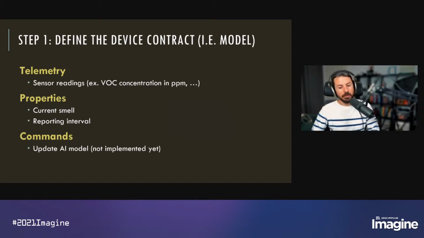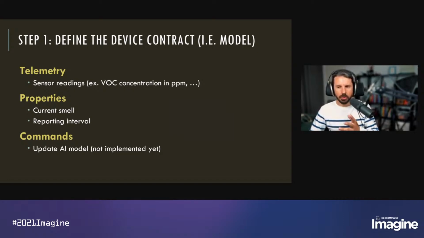Then maybe you have properties, like you want to report at regular intervals what is the current smell, right? And it's something that's always there. It's a property of the nose. Once in a while the property changes, but it's always there. Similarly, the reporting interval might be something that you want to know and potentially change. And then you have commands. I didn't implement any commands just yet on the device, but I'll come back to that later. But typically a command could be updating, like pushing a new TensorFlow Lite AI model to the device. So that would be an option.